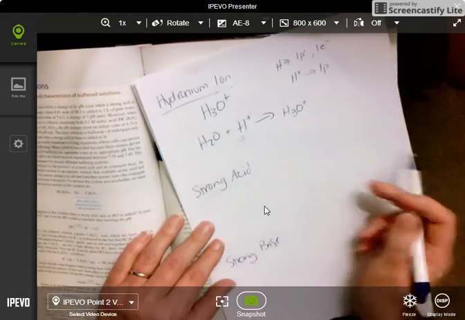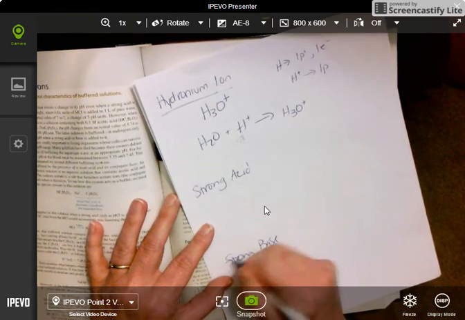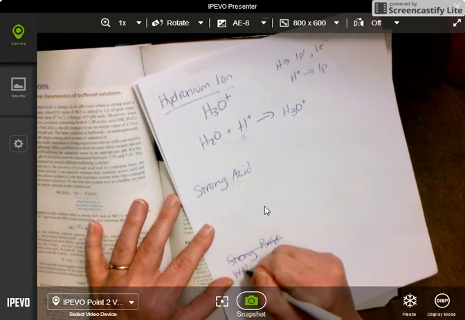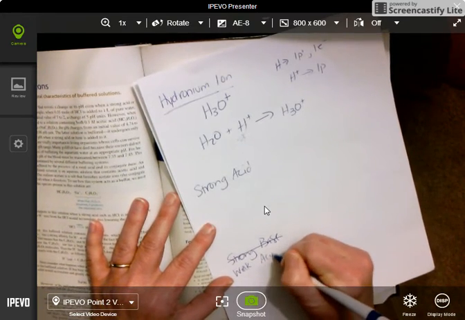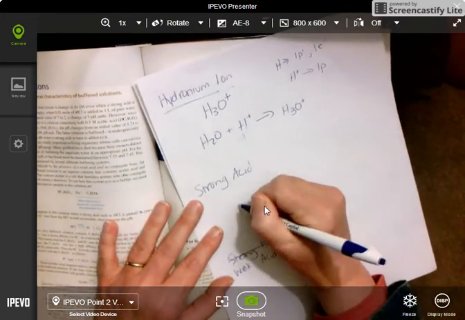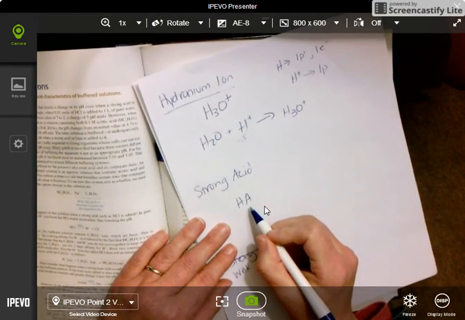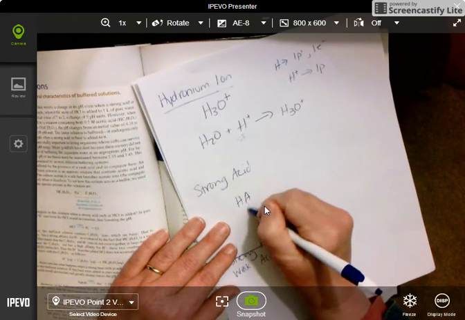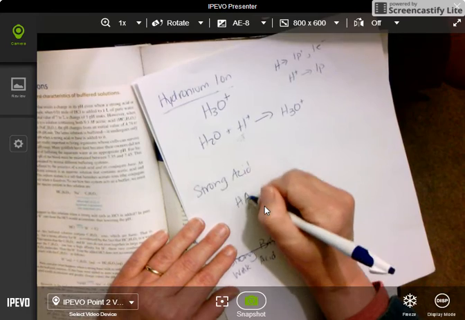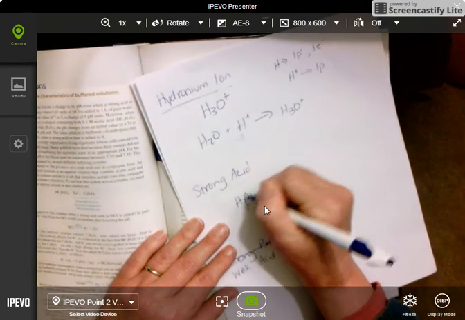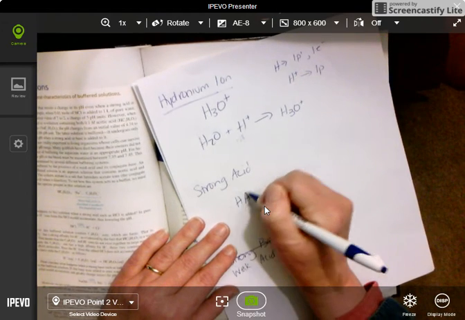Okay, strong acids, and I should have said, the other vocabulary word is weak acid. But what I'm about to explain to you holds true for strong bases and weak bases. So a strong acid, the book uses this basic formula. A is just talking about any negative ion. This is going to be an acid where this is the hydrogen that's acidic.